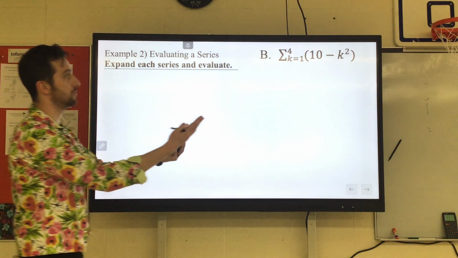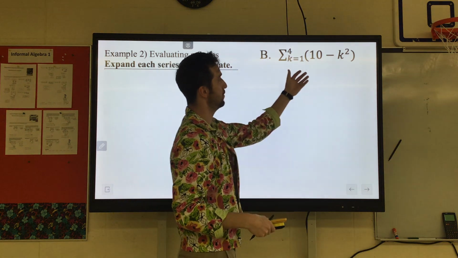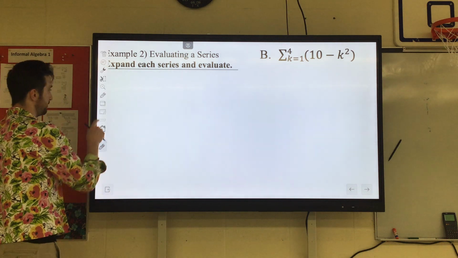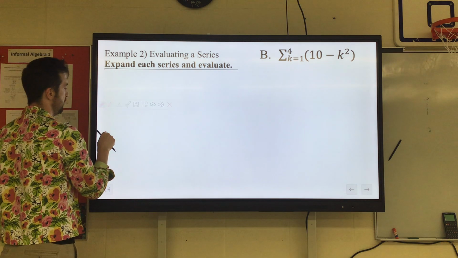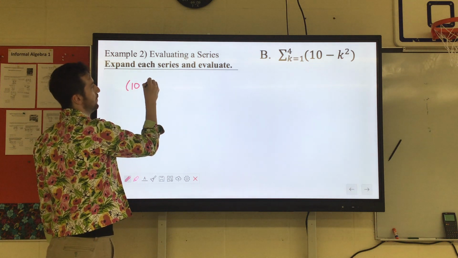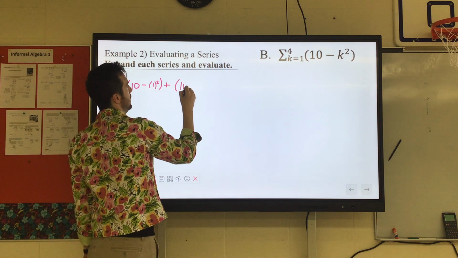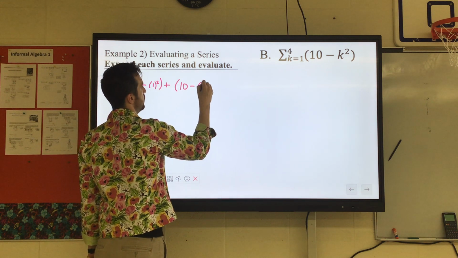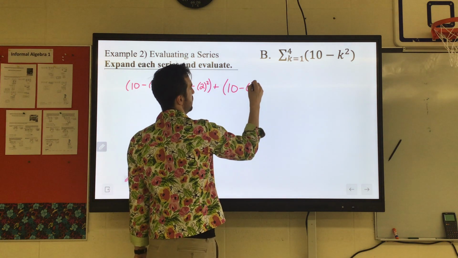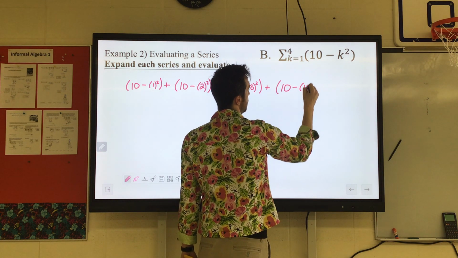All right, here's our rule: 10 minus the term number squared. We're starting with the first term, going all the way to the fourth term, and we're going to add those up together. So writing this one is kind of the biggest pain. It's not terribly difficult math. But the first term, we're going to have 10 minus 1 squared plus 10 minus 2 squared plus 10 minus 3 squared plus 10 minus 4 squared.